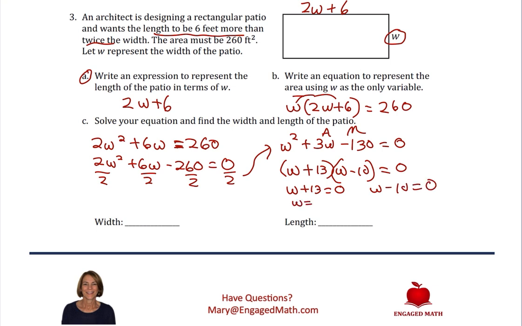So this would give us W equals negative 13. But that doesn't work because it doesn't make sense to have a negative width. So I'm going to cross that possibility out, and our only possibility is that W equals 10.